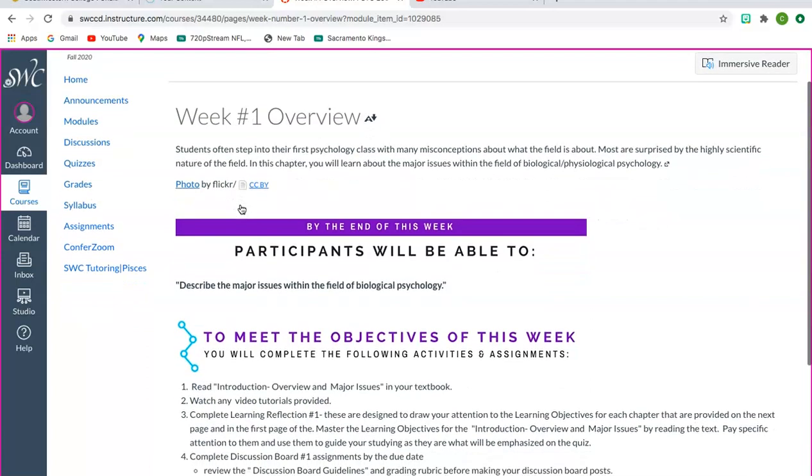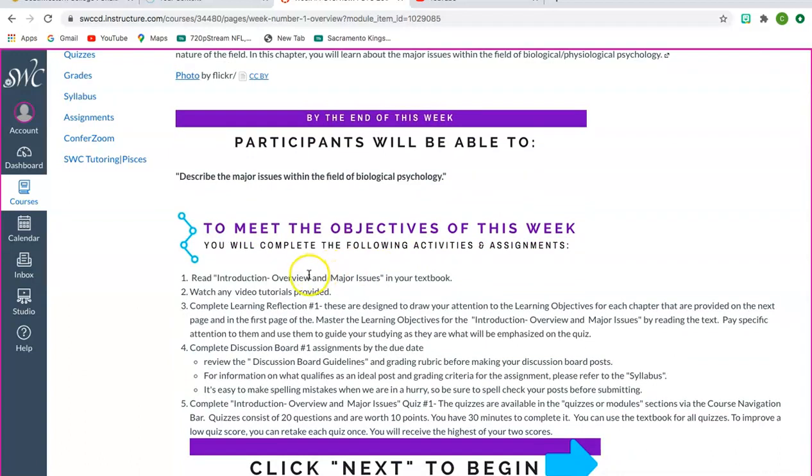All right, so Week 1 overview gives you a general overview of the topic. Oftentimes I'll write something here with regard to my experience in the field or my own insights. You'll have a general objective for the week, and then an example or a list of assignments and activities that you will engage in order to complete this objective.